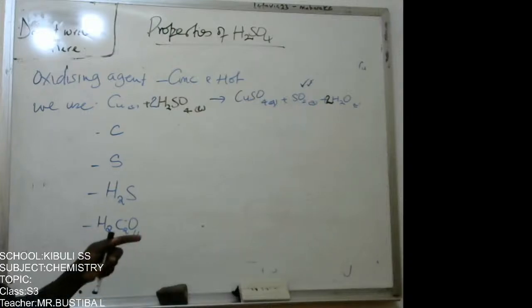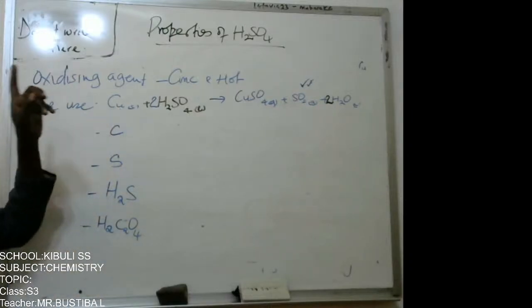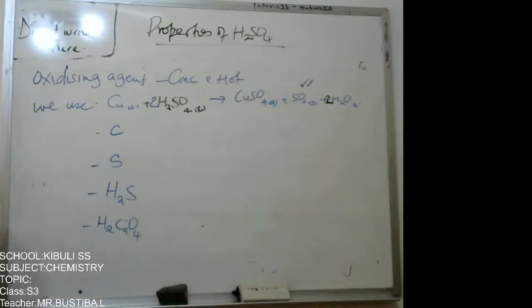So, copper can only react with sulfuric acid if the sulfuric acid is concentrated and hot, as an oxidizing agent. Copper cannot react with dilute sulfuric acid even if it's hot, because copper is below hydrogen. It cannot displace it.